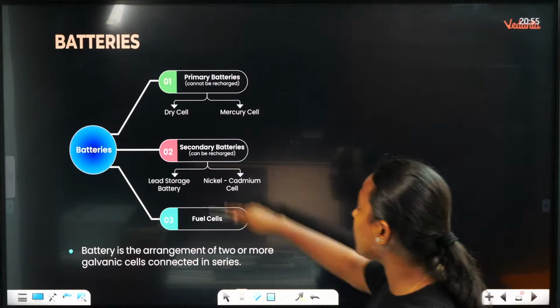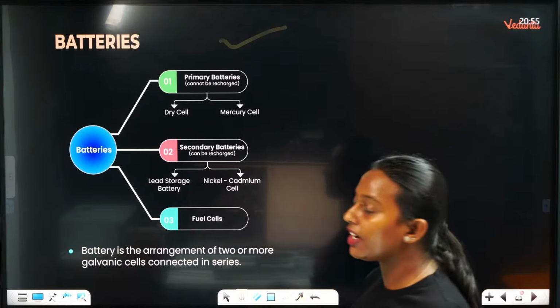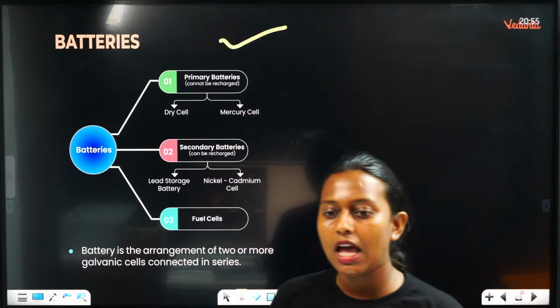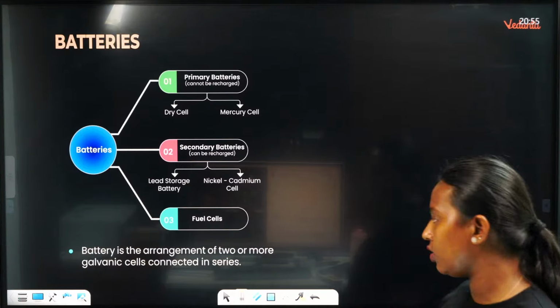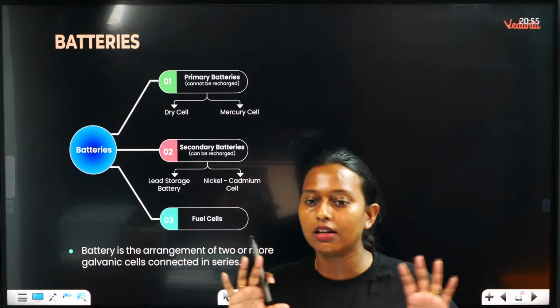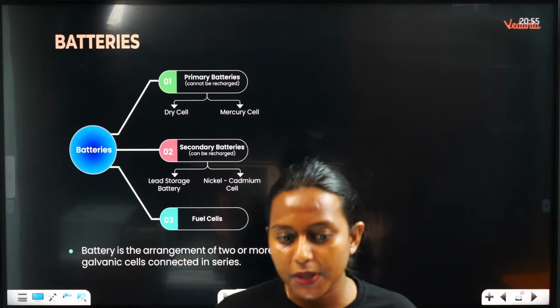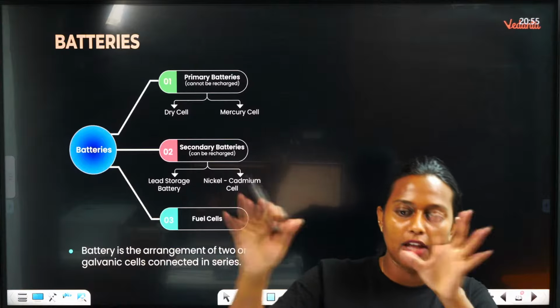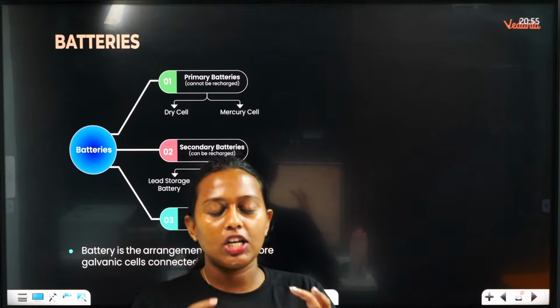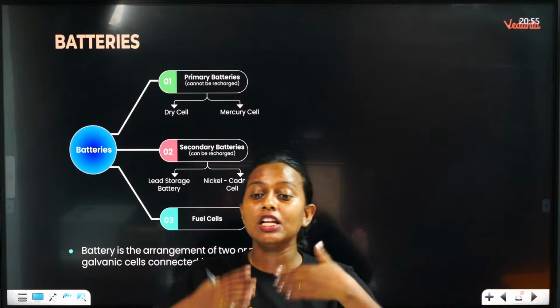Batteries. So we know that there are different types of batteries. Primary batteries, secondary batteries, and fuel cell is also very important. Primary battery means we can't recharge it, we can't recharge and reuse it, it is use and throw. What is a secondary battery? A secondary battery can be recharged and reused.